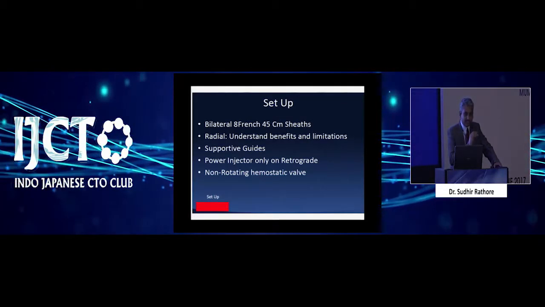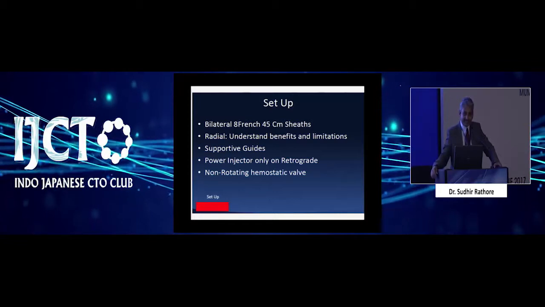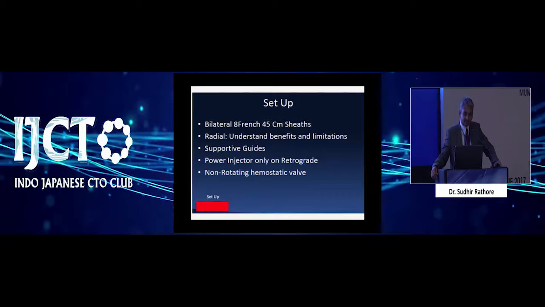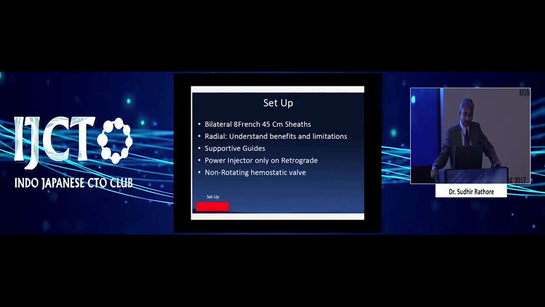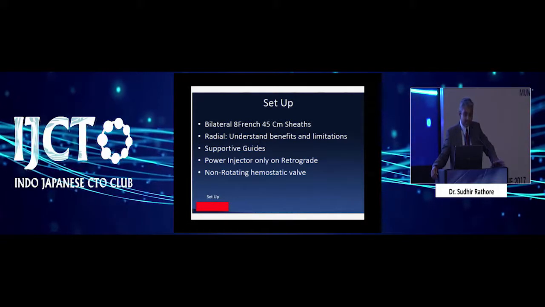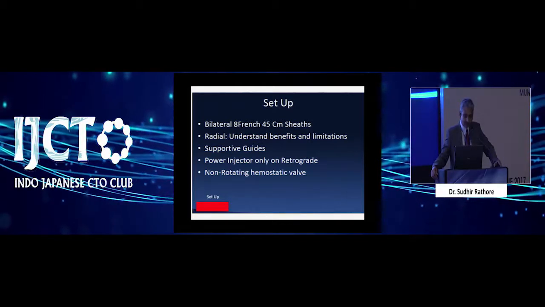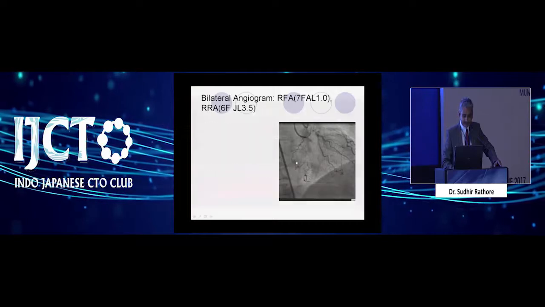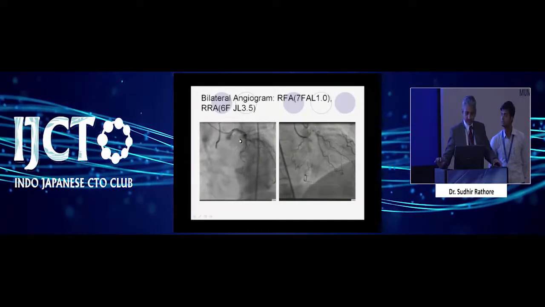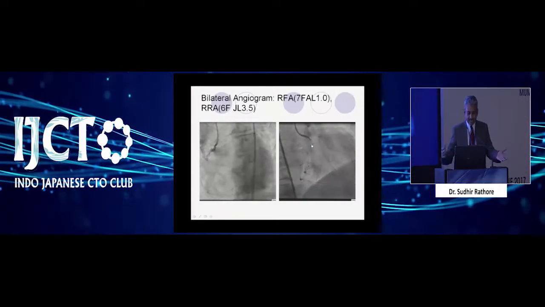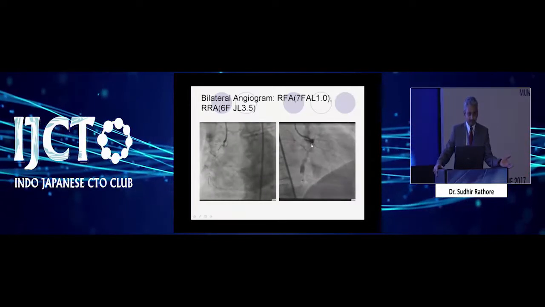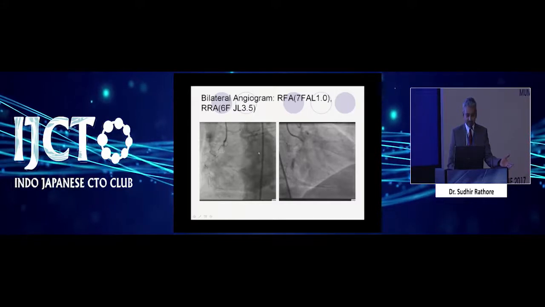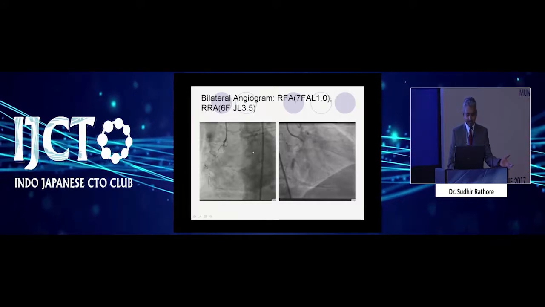So let's talk something about setup. Obviously, you will need bilateral access, bilateral 8 French or 7 French, but now it is 7 French compatible. You can use bilateral femoral or femoral radial. You need supportive guides. I don't want to go too much into that. So if I just show you my case here, if it plays, this is a right coronary CTO case, which failed antegrade before, because there was an ambiguous proximal cap into the branch, you can see, and there are good collaterals. We could have tried retrograde.